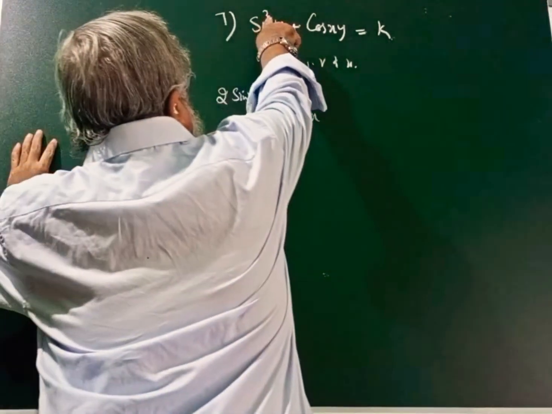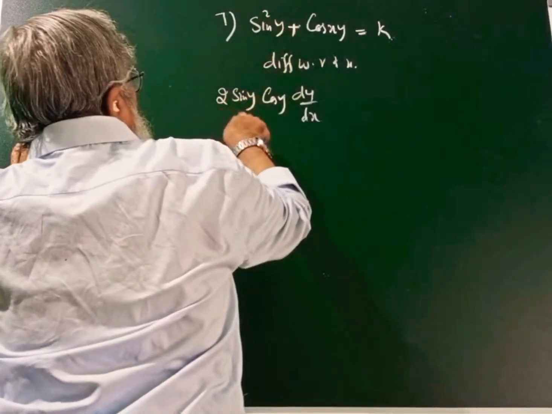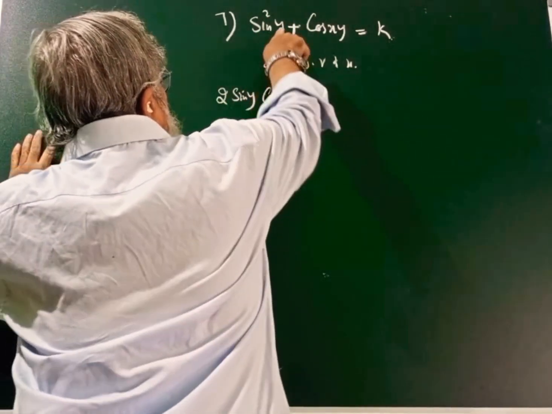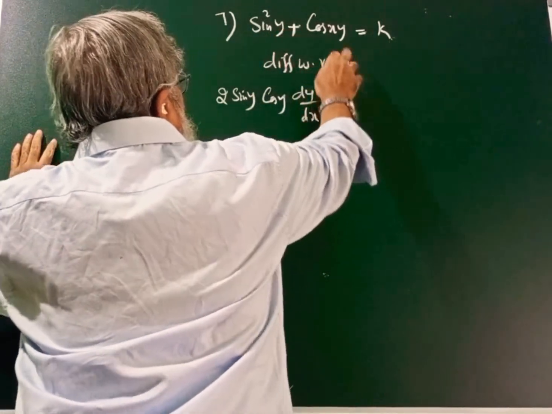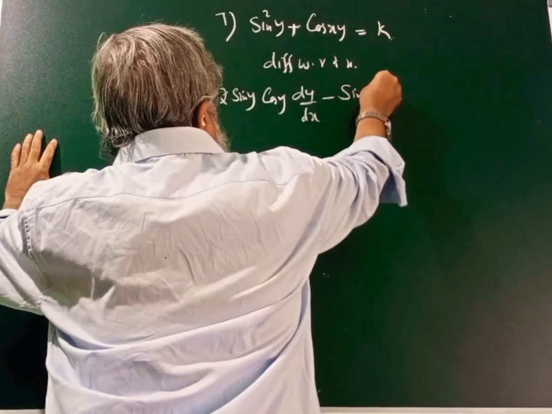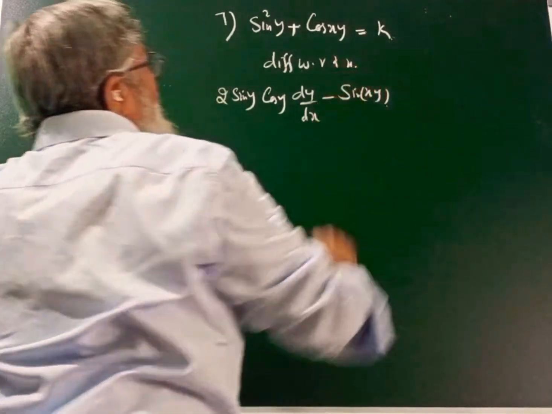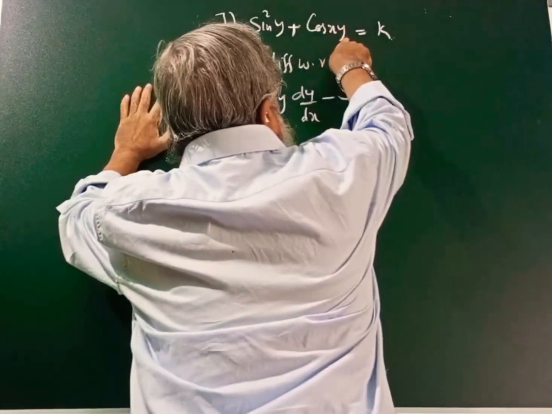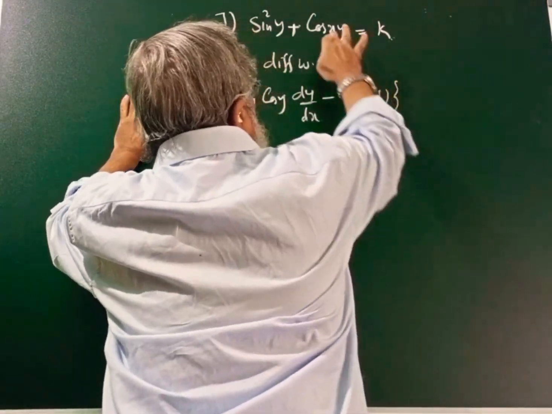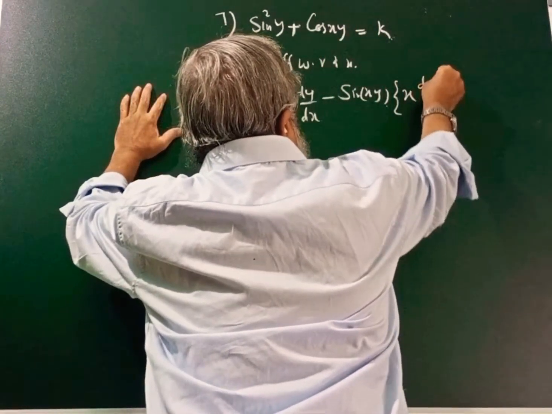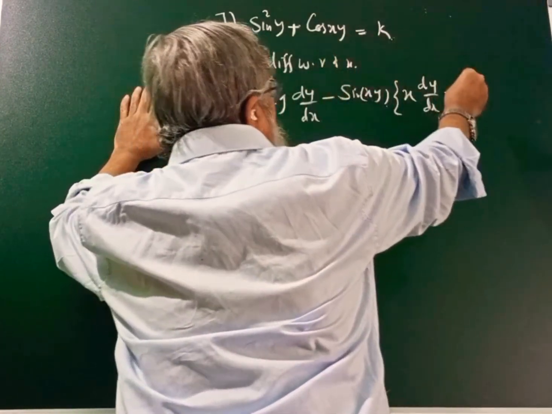So with respect to power, it is 2 sin y. Differentiation of sin y is cos y. Differentiation of y, dy by dx. Differentiation of cos theta is minus sin theta, here the value of theta is xy actually. Now to differentiate xy, we apply the product rule. First function as it is, differentiation of y, and differentiation of x is 1 here.